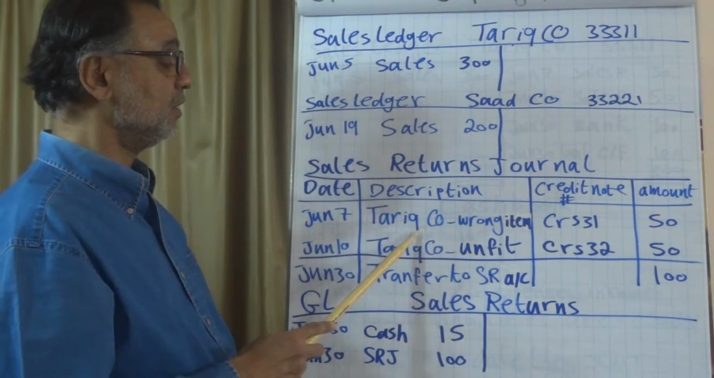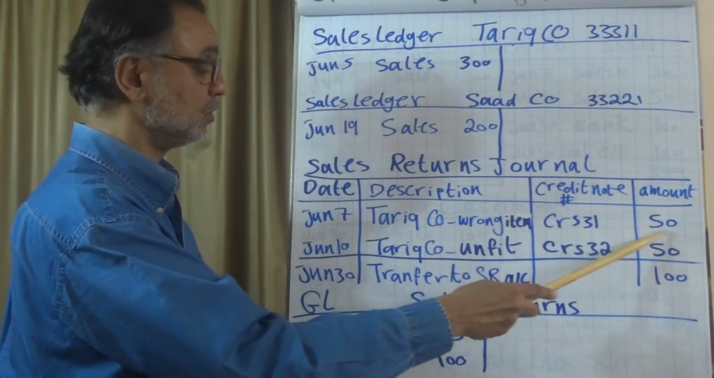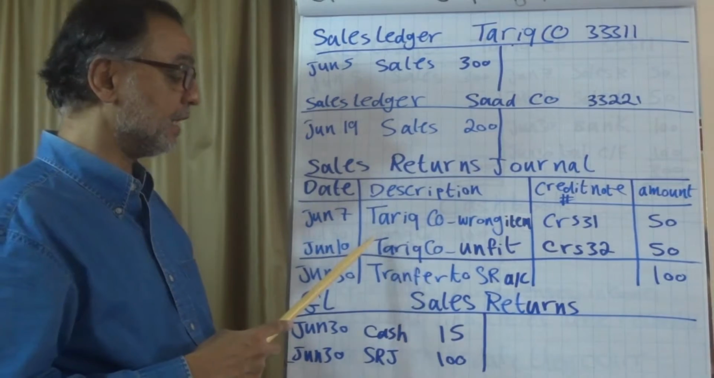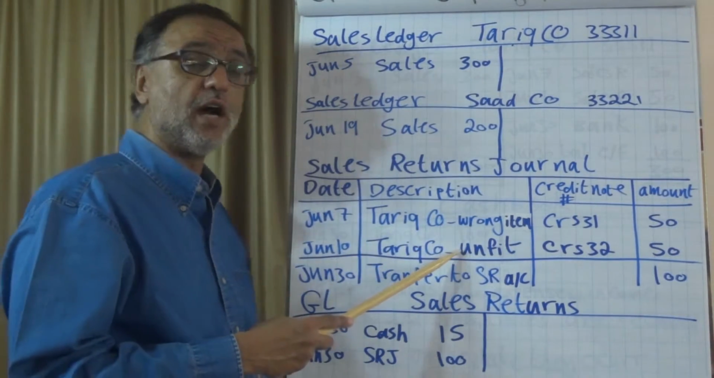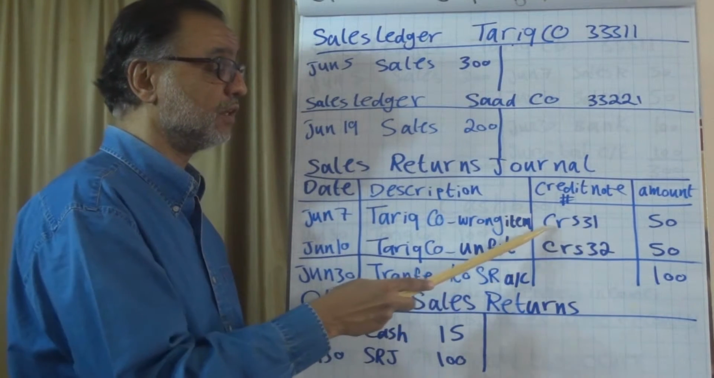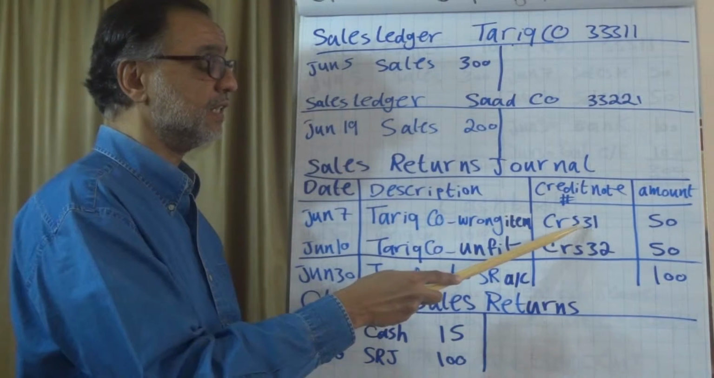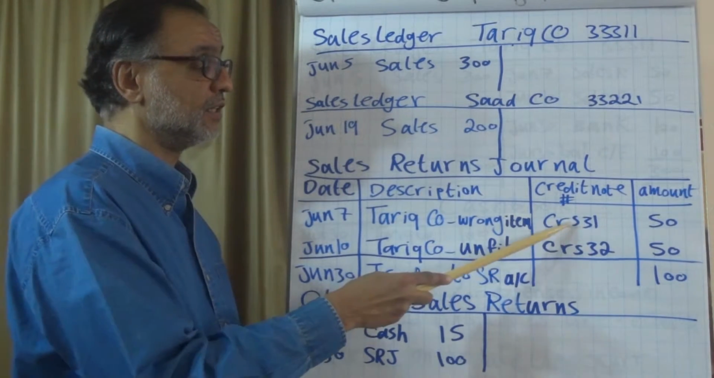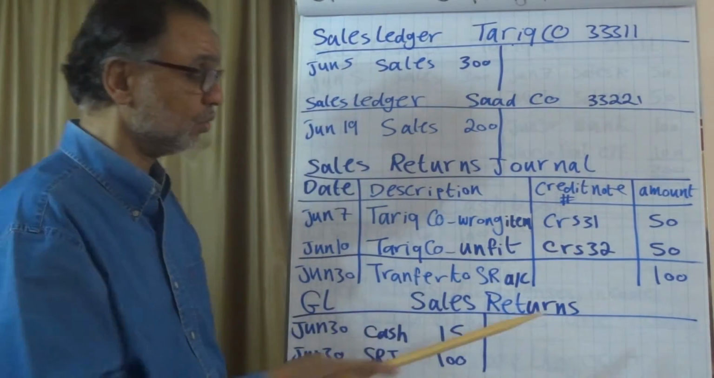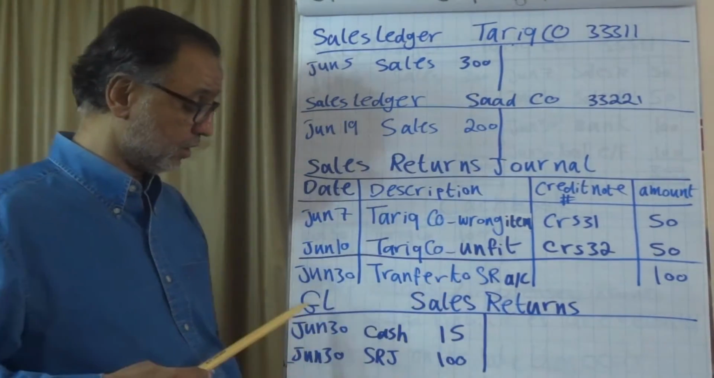Tariq returned one item on June 7th, a wrong item of $50. And on June 10th, Tariq again returned an unfit item of $50, and the serial number is CRS 31. Total is $100. Look to the sales returns account in the general ledger.